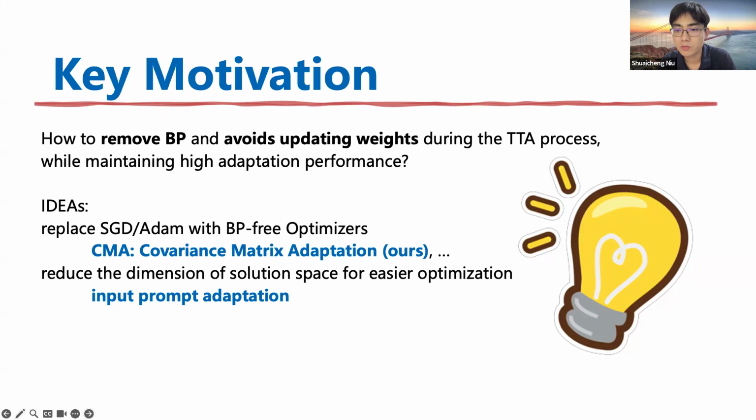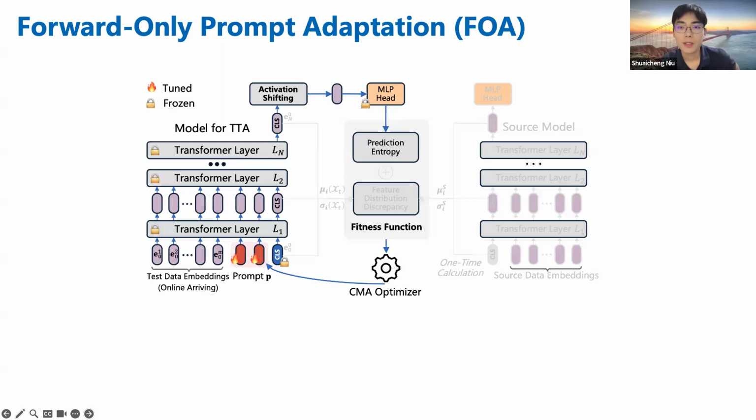Even so, it is still very hard for these backward propagation-free optimization methods to optimize a super high-dimensional problem, such as deep models. So in our method, instead of optimizing the model or normalization layers of the model, we learn a newly inserted input prompt to reduce the dimension of the solution space to make the CMA optimization easier and feasible. Based on this motivation, we propose a forward-only prompt adaptation method. This figure illustrates the overall paradigm of our proposed FOA. We insert a learnable prompt at the input layer for continuous optimization.